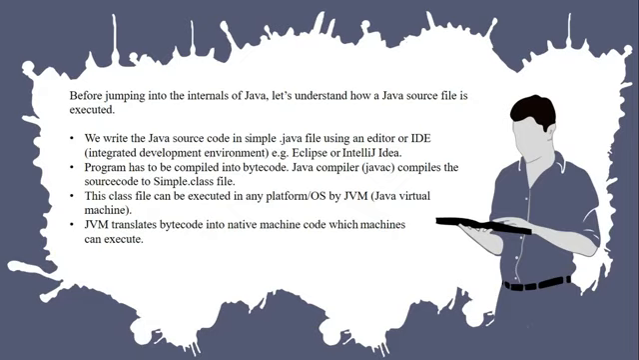This .class file can be executed on any platform or operating system by the JVM. So you can see that the .class file is platform independent. Consider there are two platforms, Linux and Windows, and you have a single .class file. You can use the same .class file on both Windows and Linux. It will get converted into the same machine code.